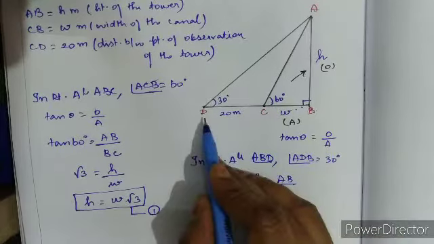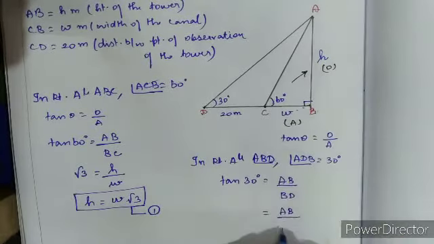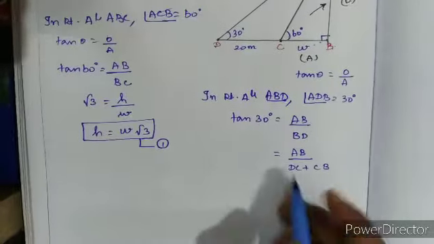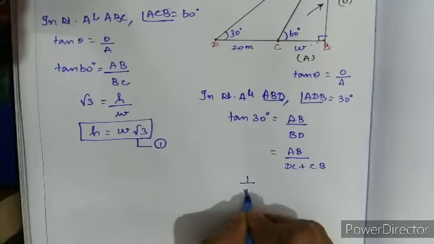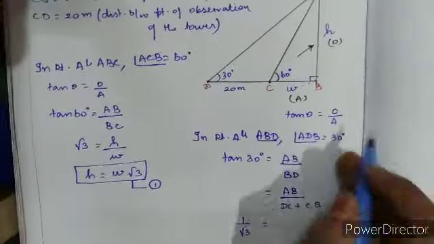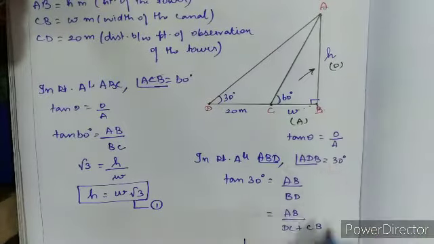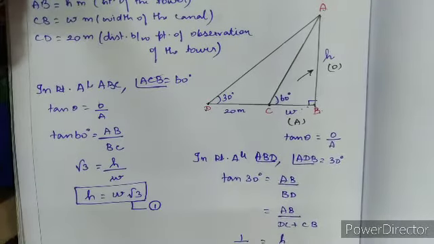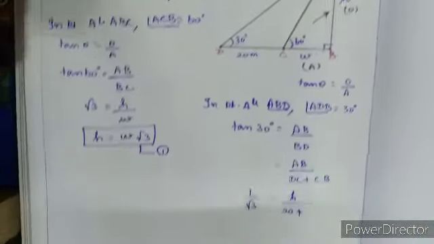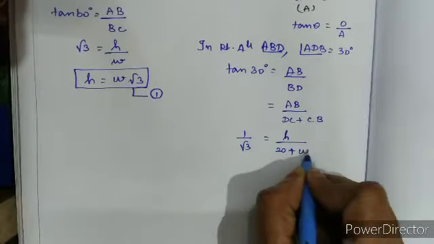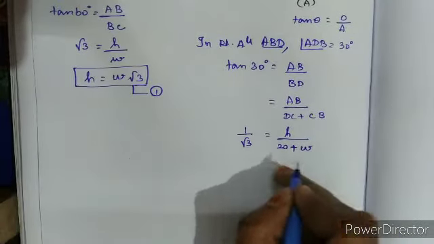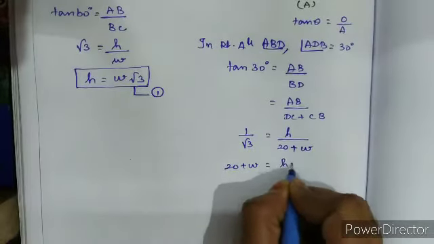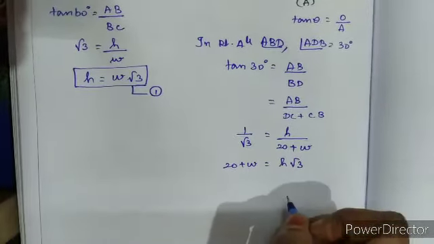Which is equal to AB by BD. I can write this as DC plus CB. The value of tan 30 is 1 by root 3, which is equal to, from our figure, AB is h and DC is 20, so it is 20 plus W. So by rearranging the terms, I get 20 plus W is equal to h root 3.